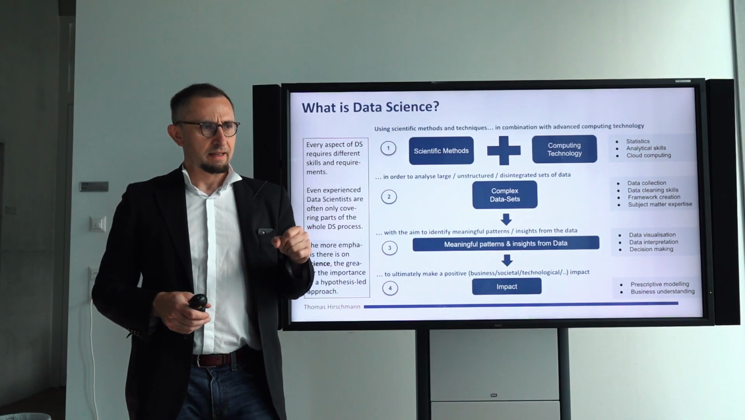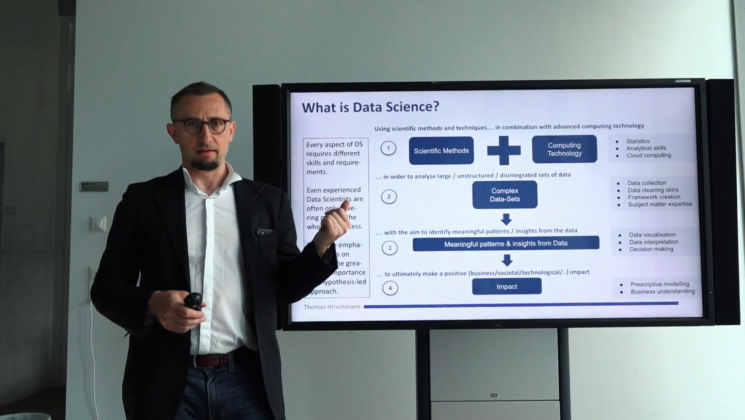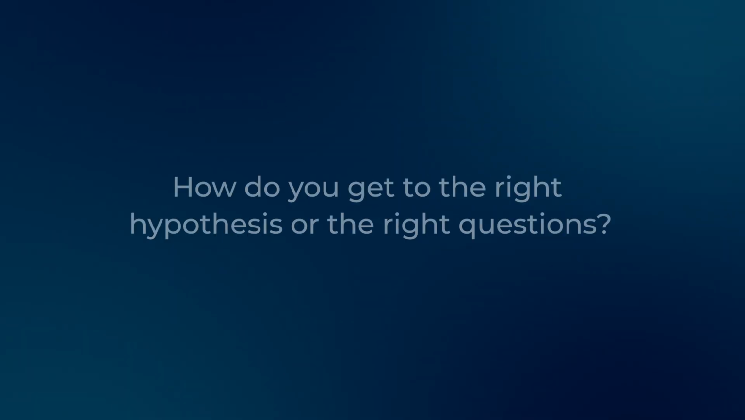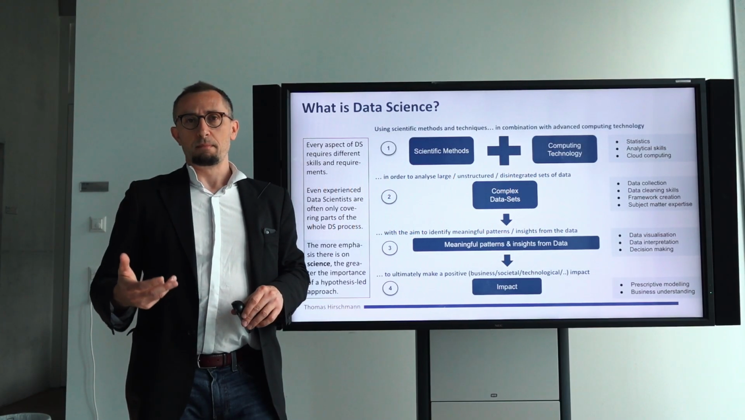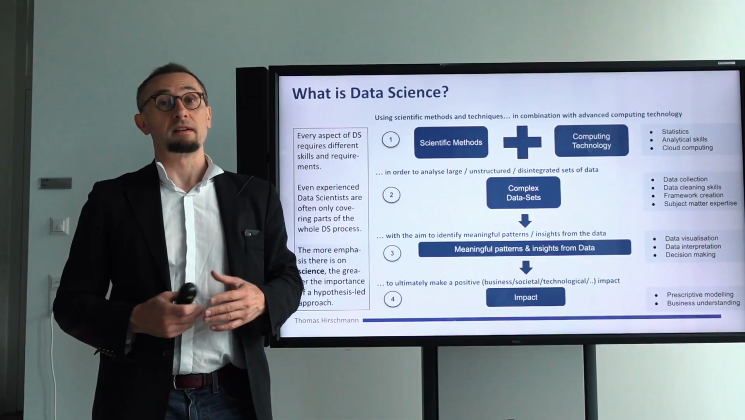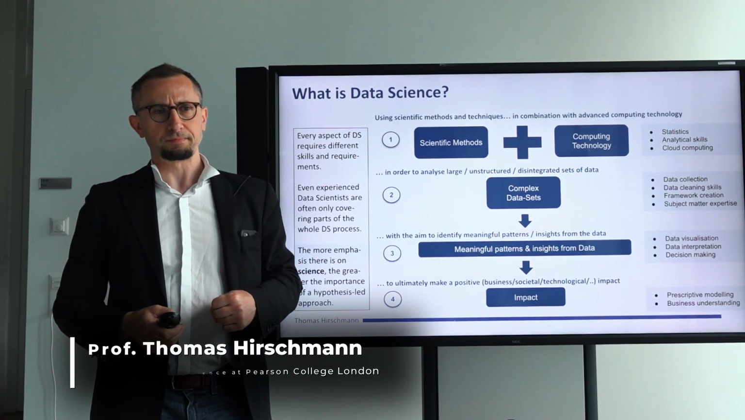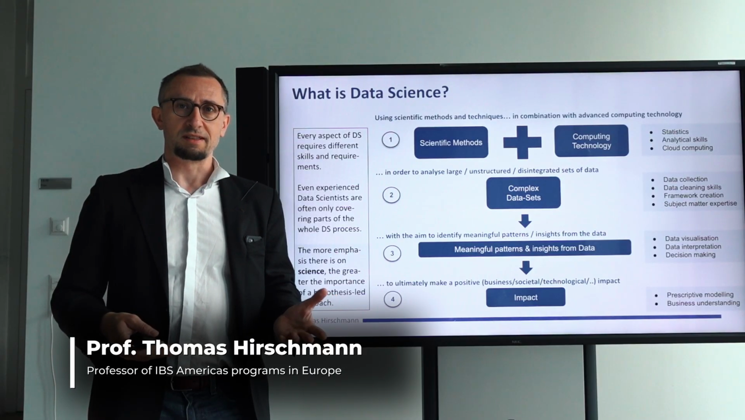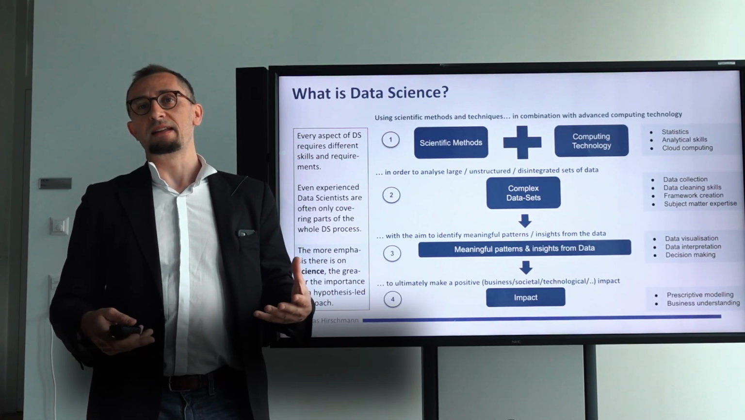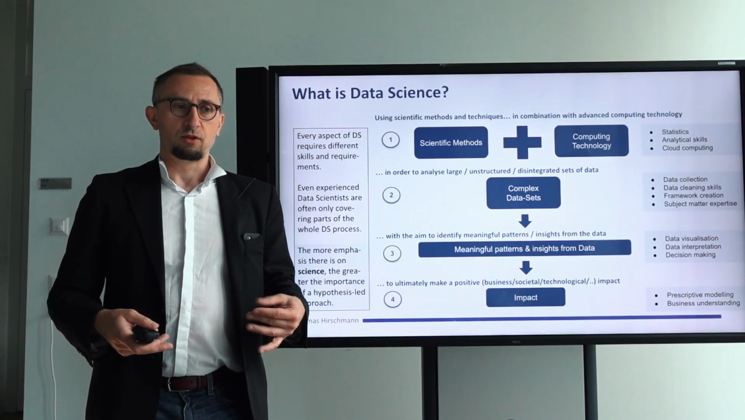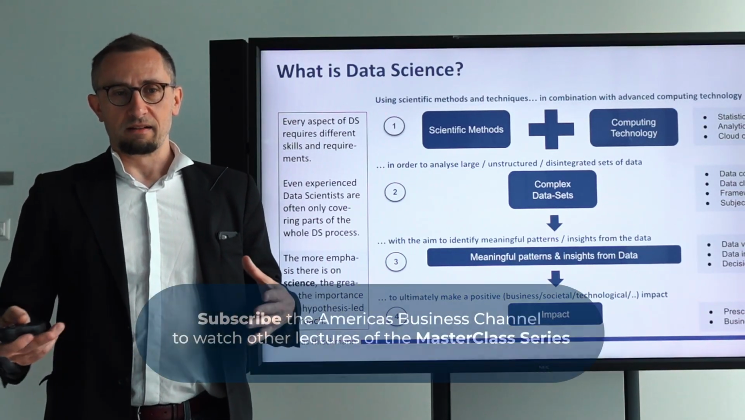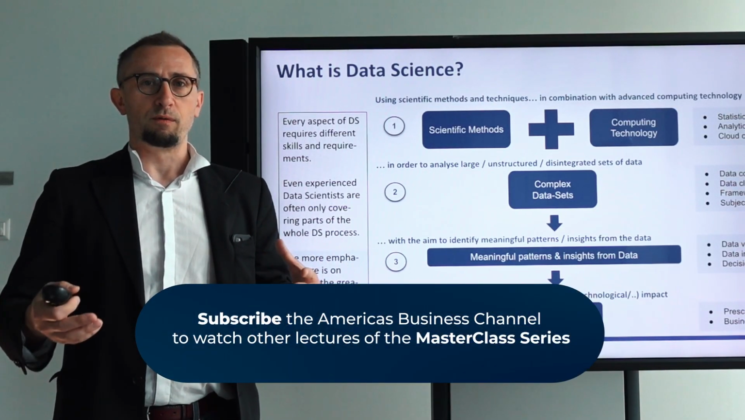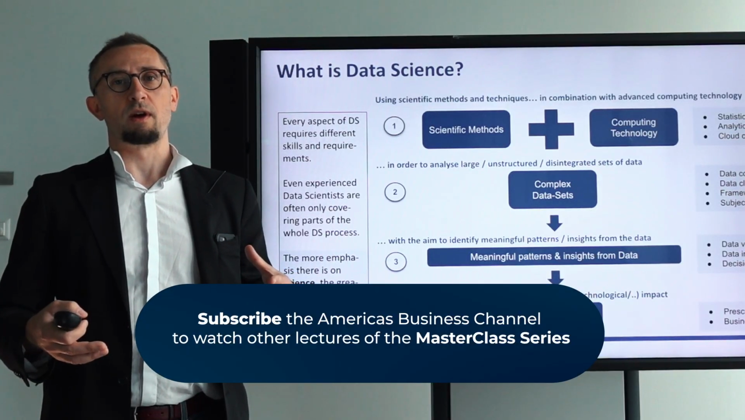Now, one key element that's missing in this overview is how do you get to the right hypothesis or the right questions. And that is something that I haven't mentioned, that is also very important in the scientific method in general, because there's obviously a lot of scientific questions that already exist and need testing, but to actually move the needle or to move the whole field forward, you need to ask the right questions.